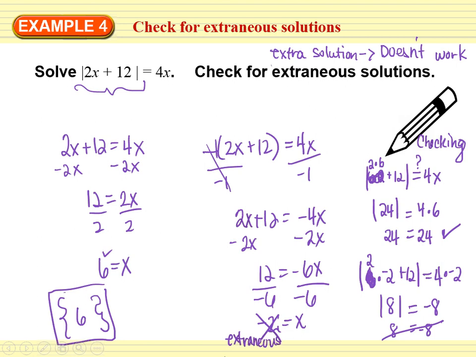All right? So again, we are solving absolute value equations where we are setting them up into two equations, the positive slope and the negative slope, and we solve for x. And we do need to check our solutions.